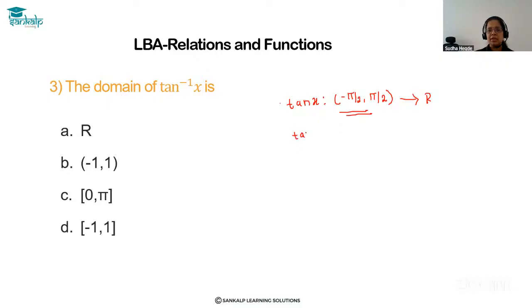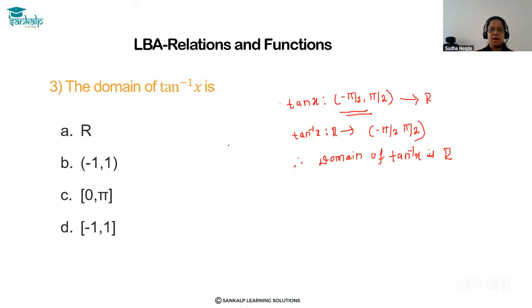Therefore, tan inverse x is from where to where? Just interchange domain and range of tan x. So, tan inverse x is from R to minus pi by 2 to pi by 2. Therefore, the domain of tan inverse x is what? R.